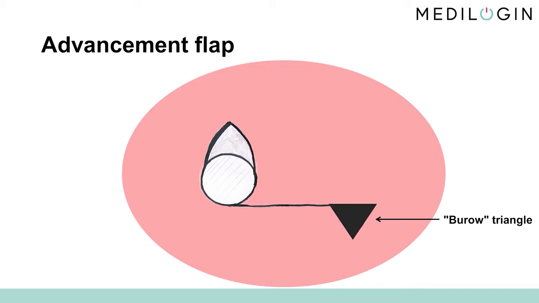You will encounter the Burov triangle frequently when creating flaps. Removing this small skin triangle serves to equalize the length of the two long wound edges. Otherwise, a skin pocket, also called a dog ear, would form and sufficient wound adaptation would not be possible. The base of the triangle should measure approximately 1/3 of the extension line.